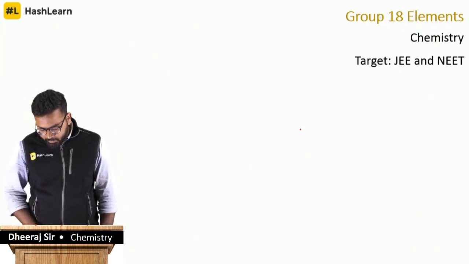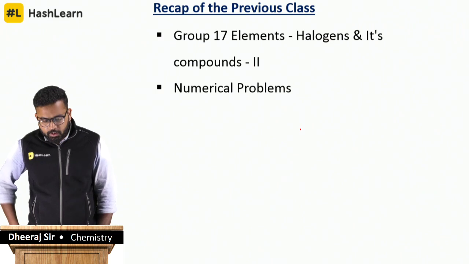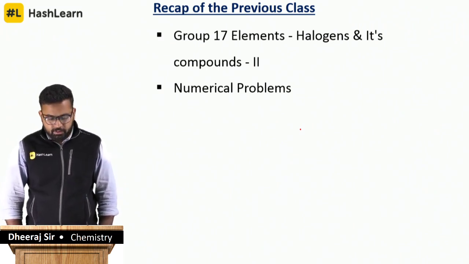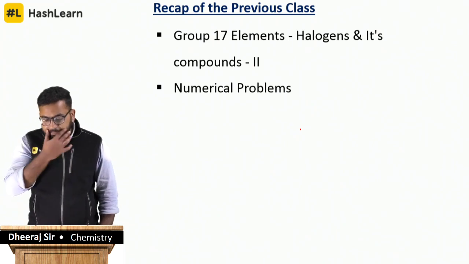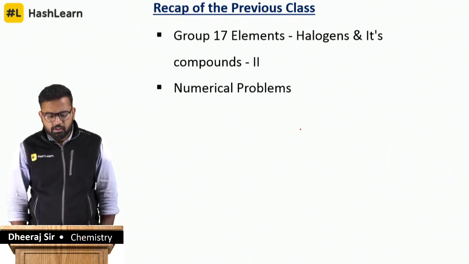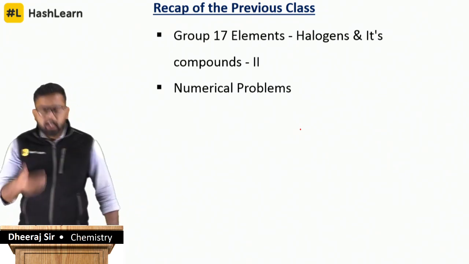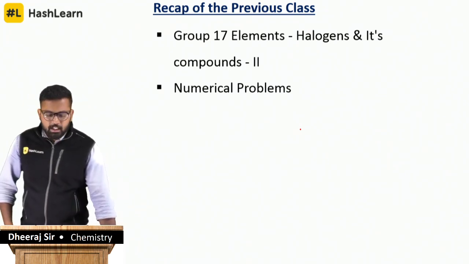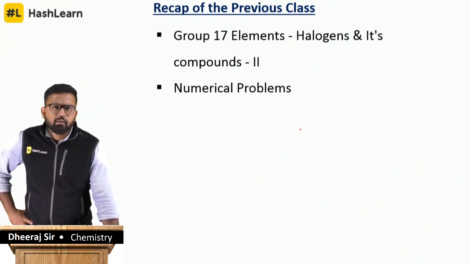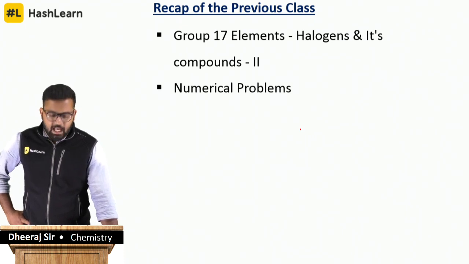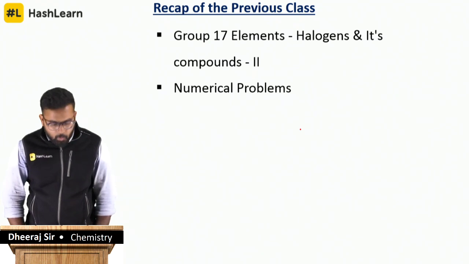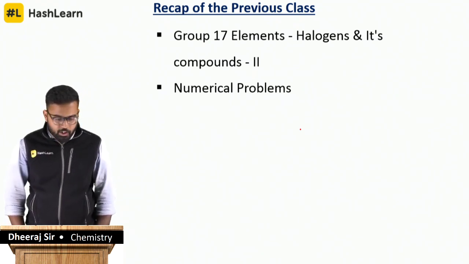Before we proceed with the current class's lecture, let us quickly recap what we looked at in the previous class. In the previous class, we looked at Group 17 elements, that's halogens and their compounds. We looked at various halogen compounds in the first class, and the second class of Group 17 elements, and after that we looked at various numerical problems as well. We have Yogesh joining us as the first student. Welcome to the webinar, Yogesh.